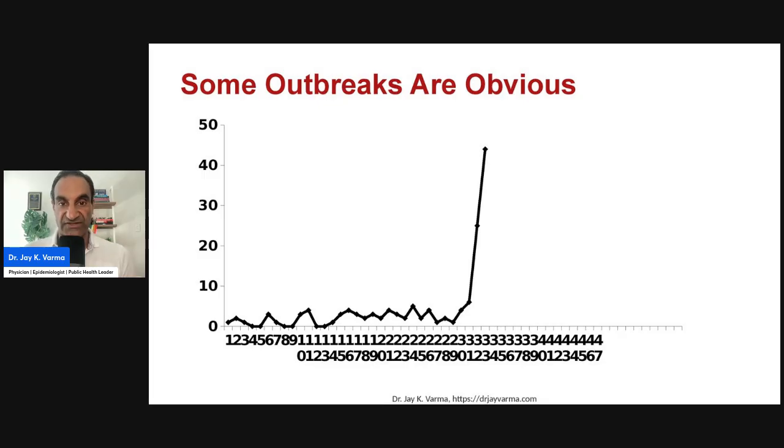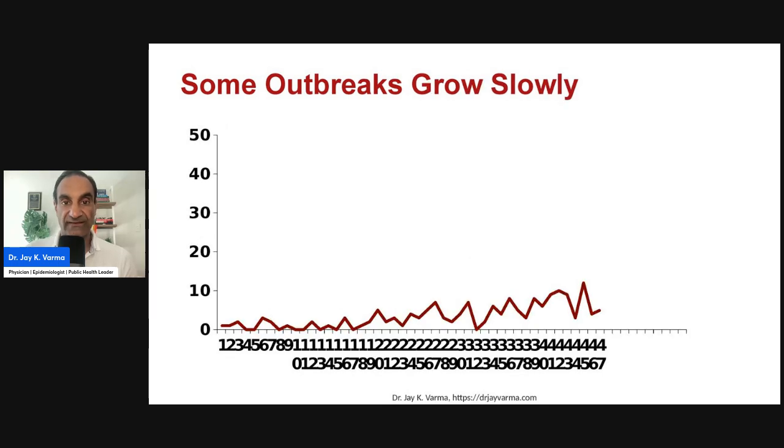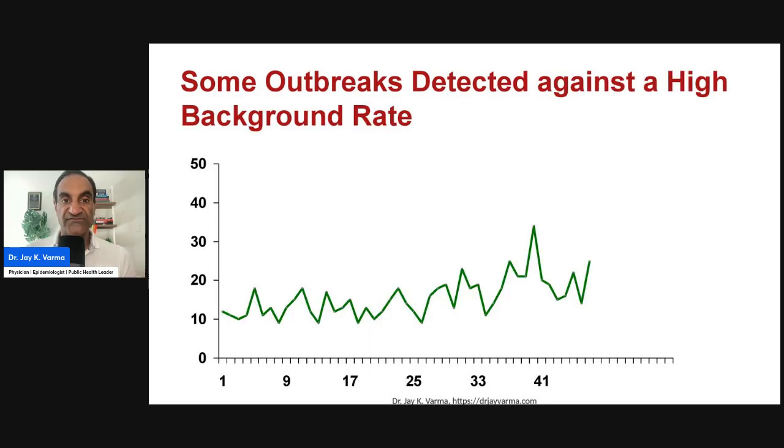Some outbreaks are obvious. This is a slide showing you how the number of cases suddenly skyrockets. It suddenly shoots up. And that is a real obvious indicator that something is going wrong. You also have situations in which the number of cases is kind of slowly growing over time. And finally, you have outbreaks that are against the background of a lot of cases already. So this is a slide where you see the number of cases is jumping up and down. Suddenly it spikes up and then suddenly it comes down. And this is almost certainly an outbreak because you can see the number of cases is gradually growing, but it's occurring against a high background rate.